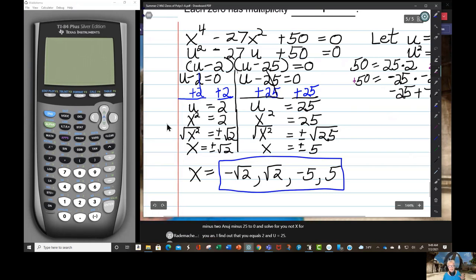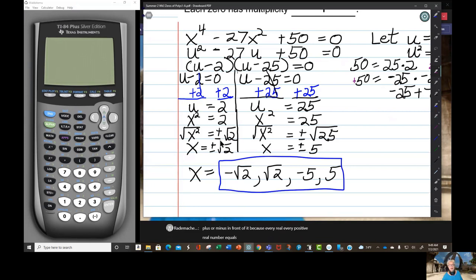Well, u is really x squared though, so I have to resubstitute. X squared equals 2 and x squared equals 25. So I have to take the square root of both sides to get x. But I have to take the square root of 2 and put a plus or minus in front of it because every positive real number equals 2 square roots, a positive square root and a negative square root. Oh, thank goodness for the stuff you learned in intermediate algebra.